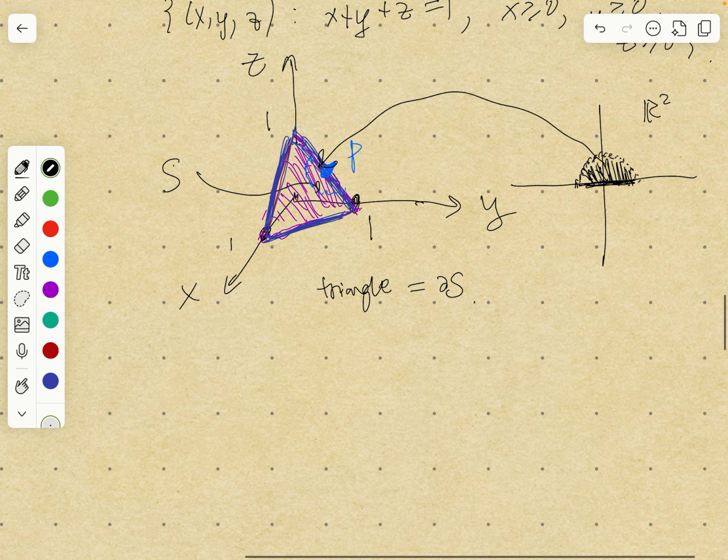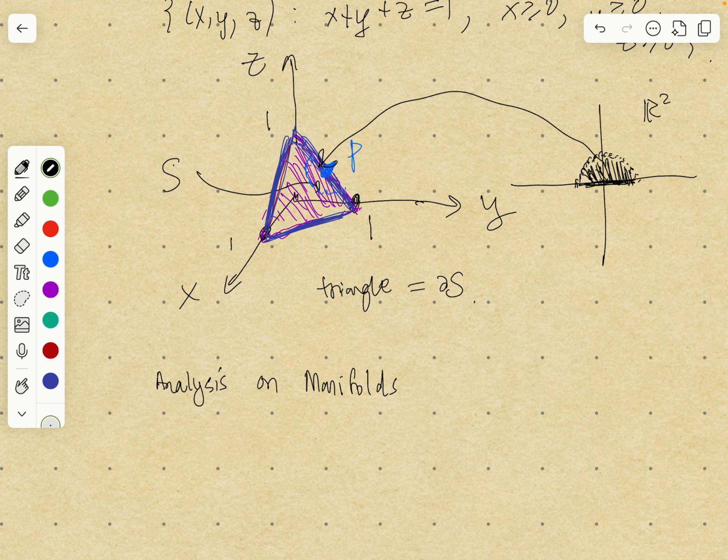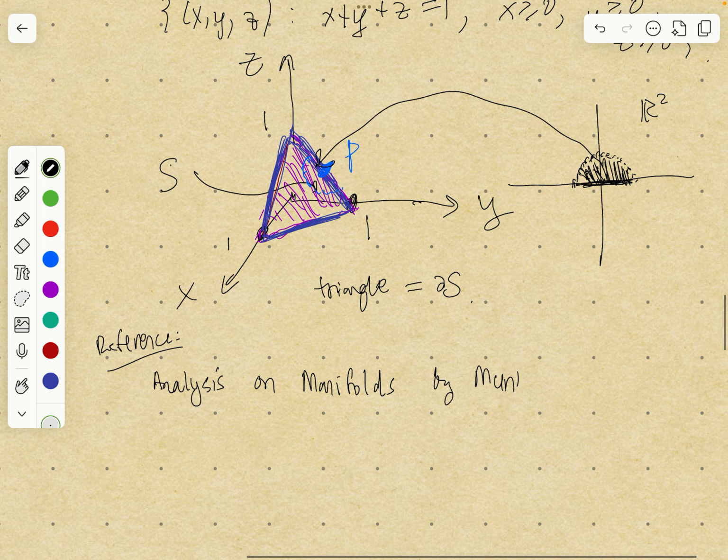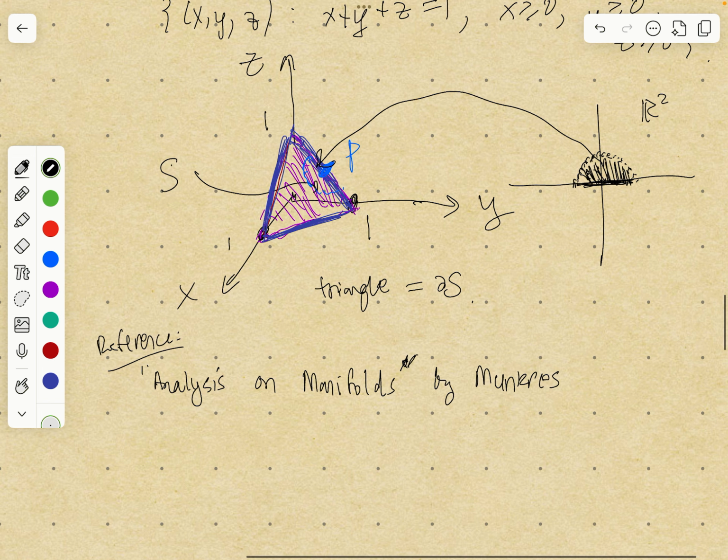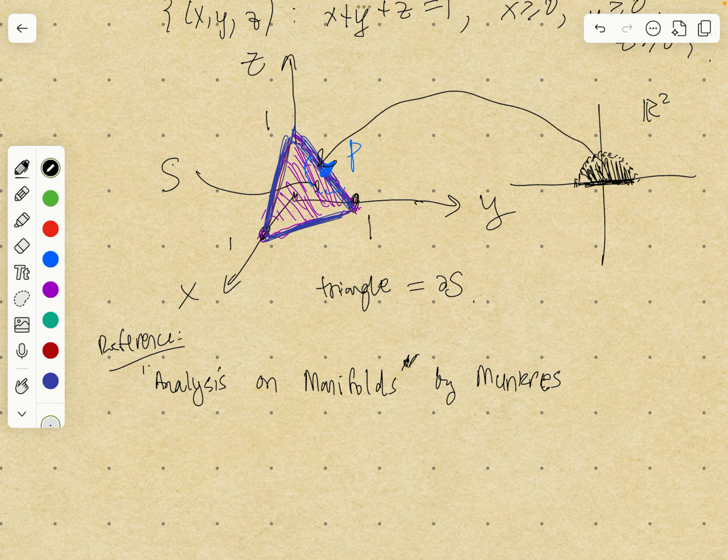And a reference, if you want a more advanced book, it's analysis. One reference is Analysis on Manifolds by Munkres. He's famous for a topology textbook, but he also wrote some other books too. And one is this Analysis on Manifolds book. And for the context of a surface, he talks about a general concept called a K-manifold. And when K is 2, you get a surface. So a surface is a 2-manifold. Okay.